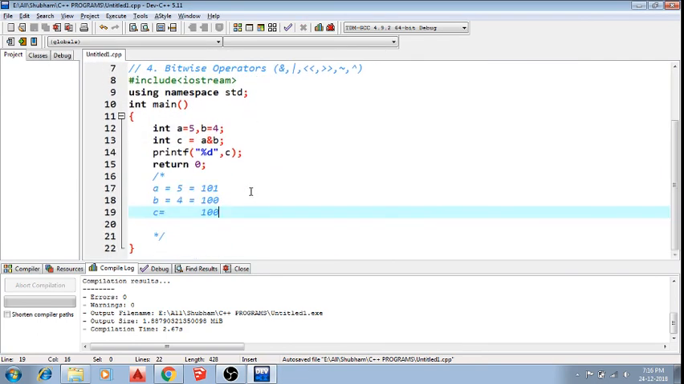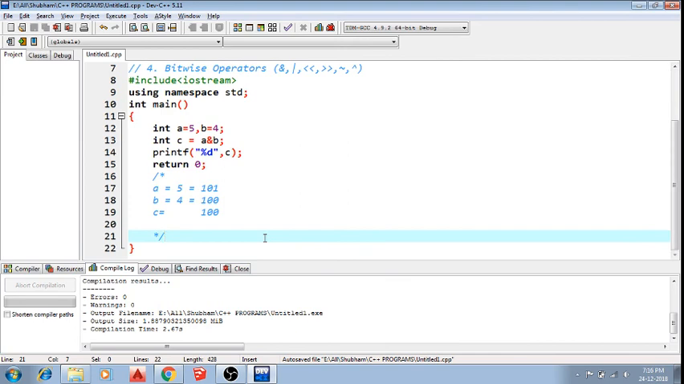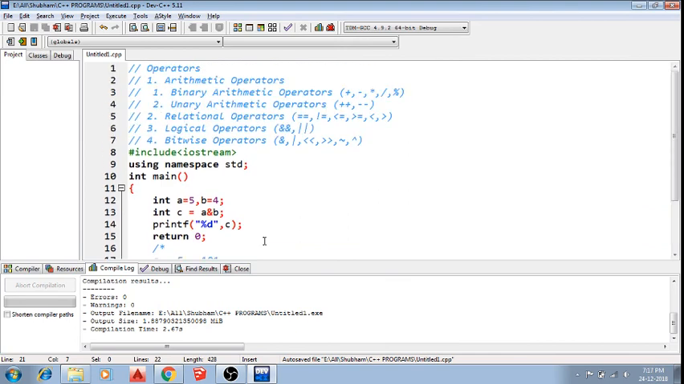So this is how bitwise AND works. Bitwise OR works the same way; all of these work the same. But you can see the next tutorials for the OR operator. I hope you understand this and you don't have any doubts.